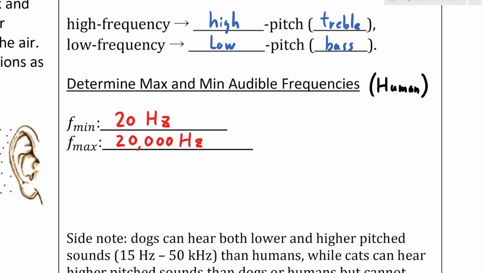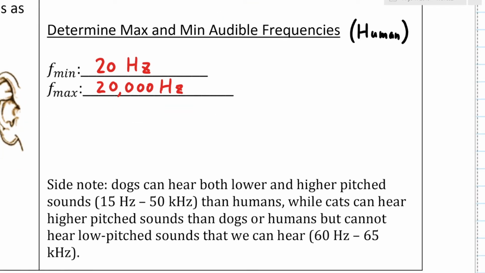Okay, now, for example, on a side note, dogs can hear both lower and higher pitch sounds than humans. That's why we have dog whistles. Dog whistles produce a sound in the 30,000 or 40,000 hertz range, so only dogs can actually hear the whistle blowing, humans cannot.